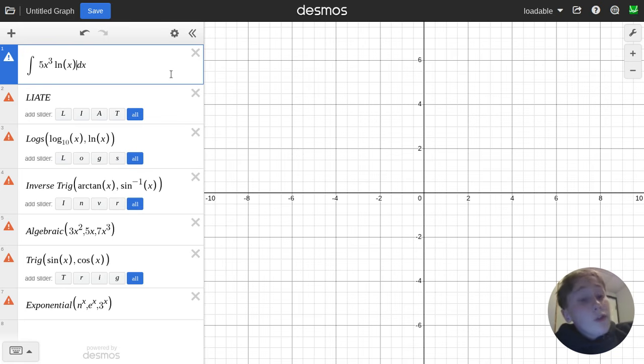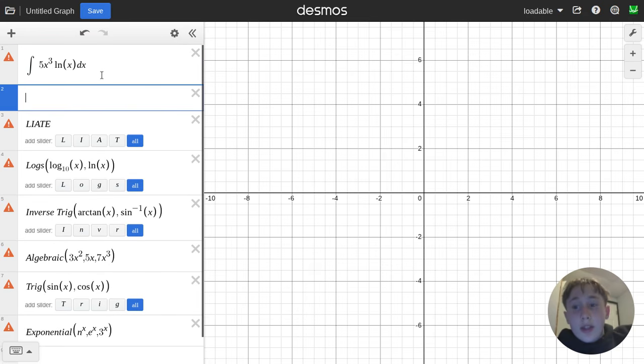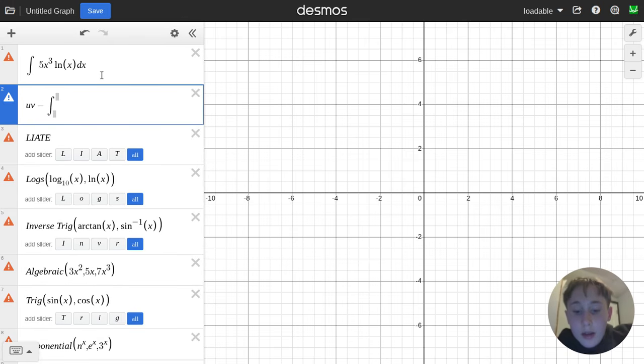As an example of when you would use integration by parts, you have this expression here: the integral of 5x to the third times log natural x dx. So, how do you do this? Well, first of all, integration by parts is uv minus the integral of v du is equal to the integral of u dv.